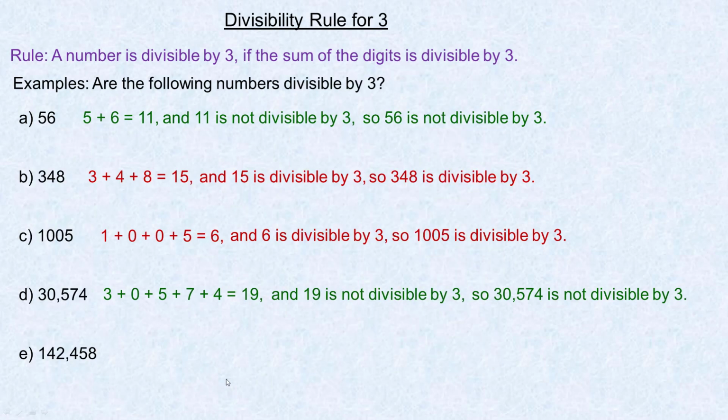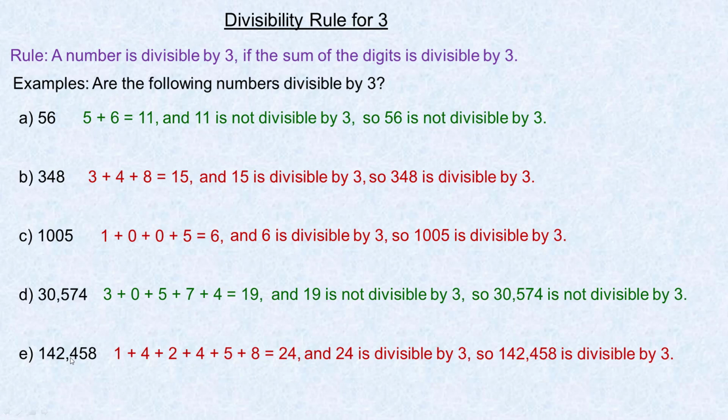So 1, 4, 2, 4, 5, 8 add to 24. 24 is divisible by 3. So that means that the number 142,458 would also be divisible by 3. So that's the divisibility by 3 rule. Add the digits together. And if the sum of all the digits is divisible by 3, then the number is divisible by 3. That's the end of the tutorial.